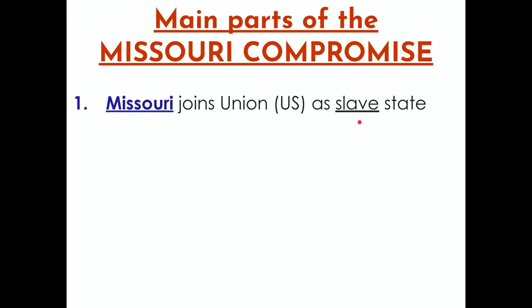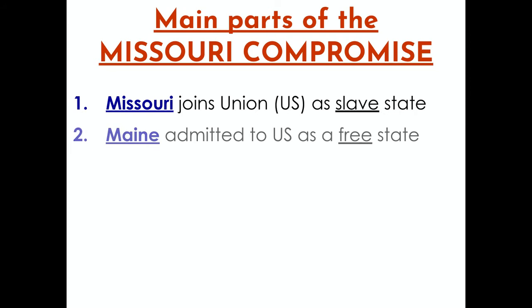So the parts of this compromise: number one, Missouri joins the Union, or the U.S., as a slave state. Number two, Maine becomes a free state.